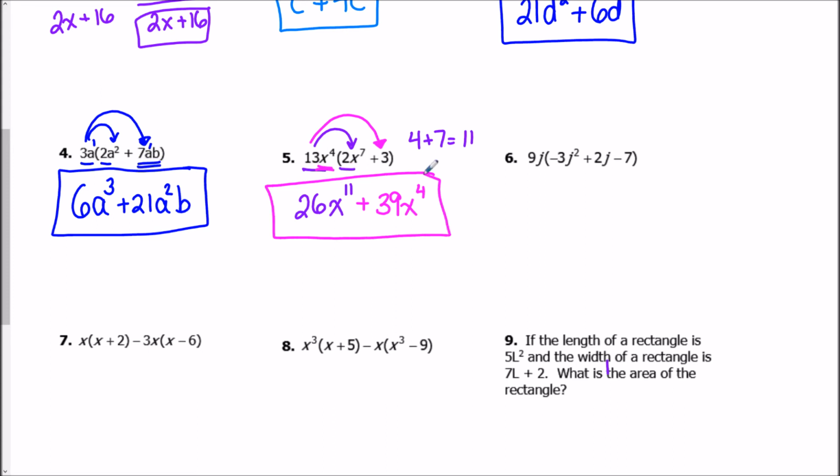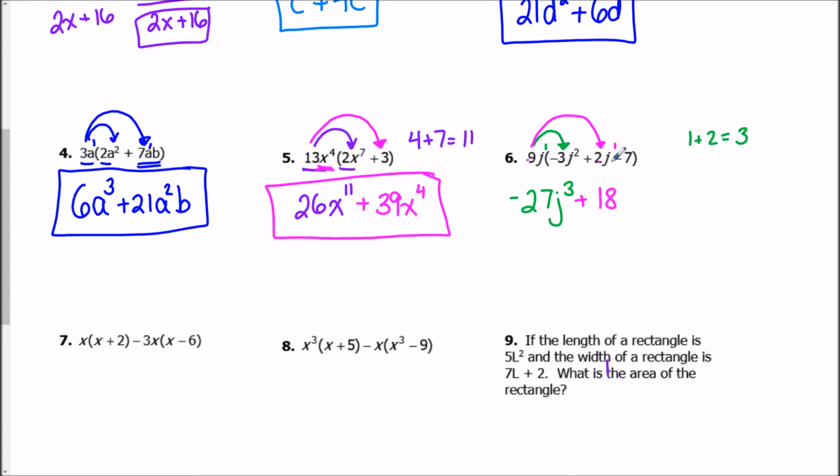Okay. Now for question number 6 right here, I've got 9j to the power of 1. So I'm going to distribute it to the negative 3j squared right here. So 9 times negative 3 is negative 27. And then when I multiply, I need to add my exponents. So 1 plus 2 is going to give me this 3 that I need, so this is j to the power of 3. Okay, then when I multiply 9j to this 2j, this is j to the power of 1, so 9 times 2 is positive 18.